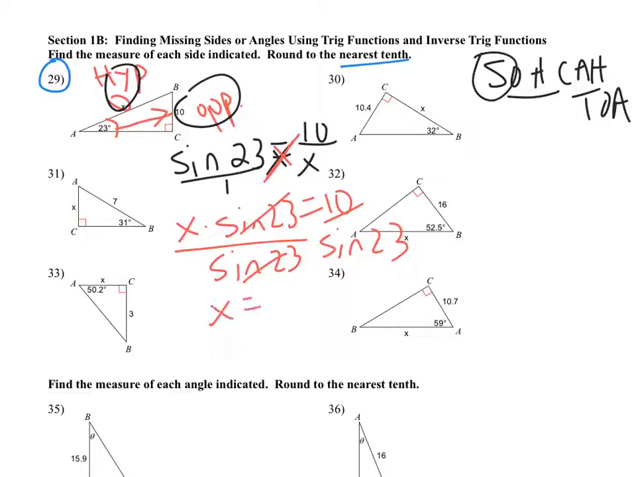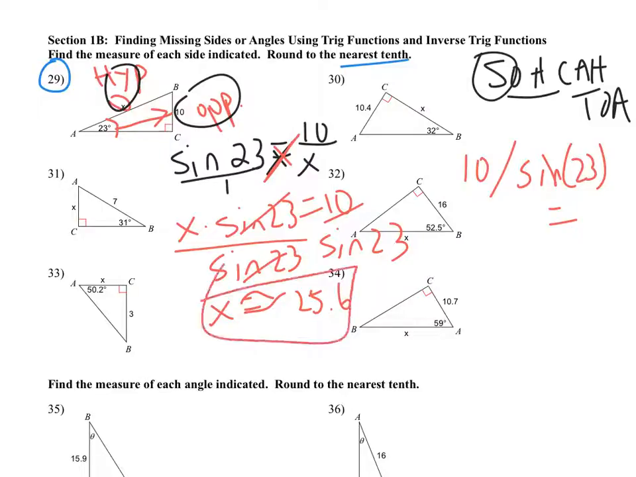So you take your calculator, and you're going to take 10 and divide by sine 23. And I'd type it in exactly like that: 10 divided by sine, and then when they give you the parentheses, put that in there. Okay, and then you hit equals, and we're going to round off to the nearest tenth when we're finding a side length. And this should be about 25.6. So this side, the hypotenuse, is 25.6.